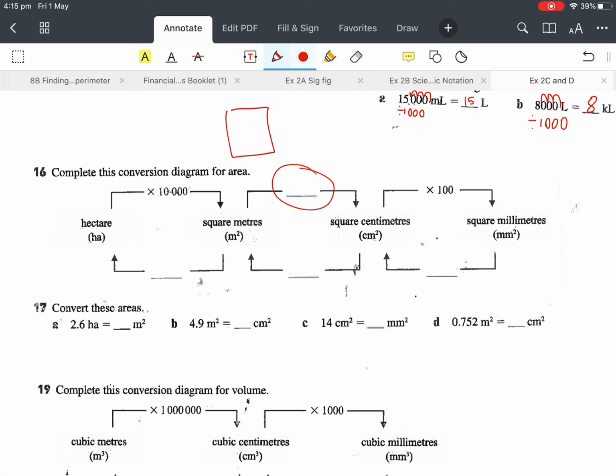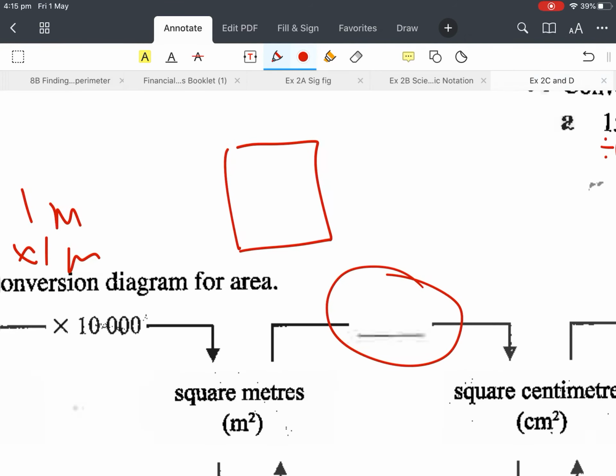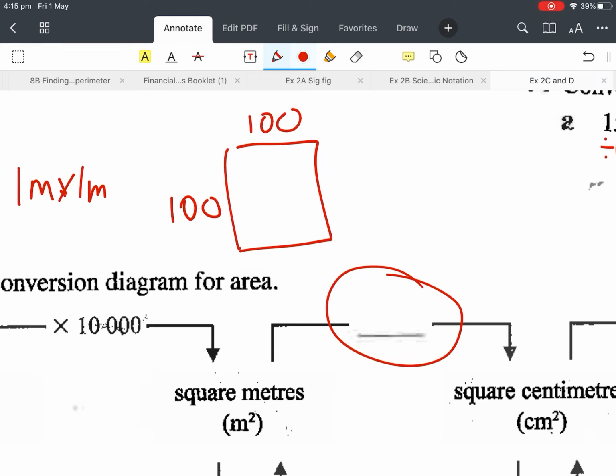Now if we know we have a 1 metre by 1 metre square, how do we convert that to centimetres squared? Well, we basically ask ourselves, how many centimetres are in a metre? Hopefully you know there are 100 centimetres in a metre. So if this side is 1 metre, that's the same as 100 centimetres, and this side is also 100 centimetres. So to find the area of that box, we would go 100 times 100.